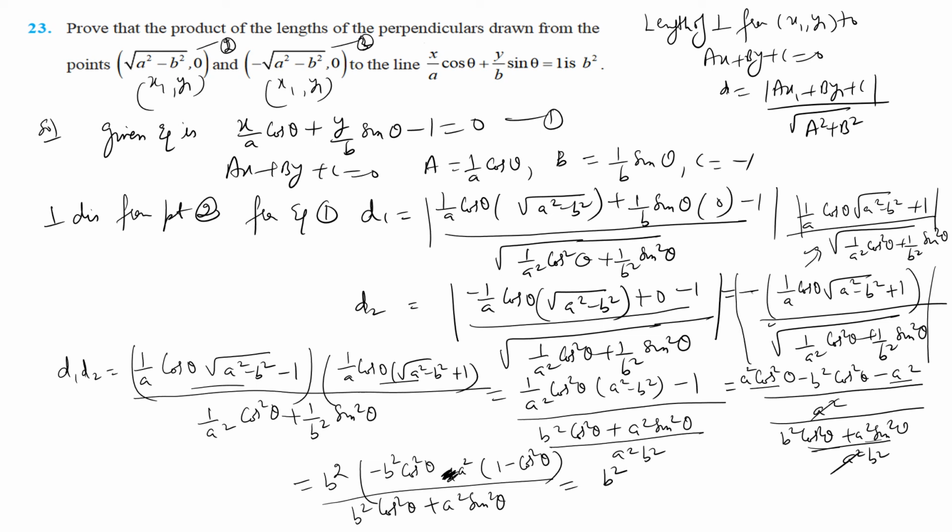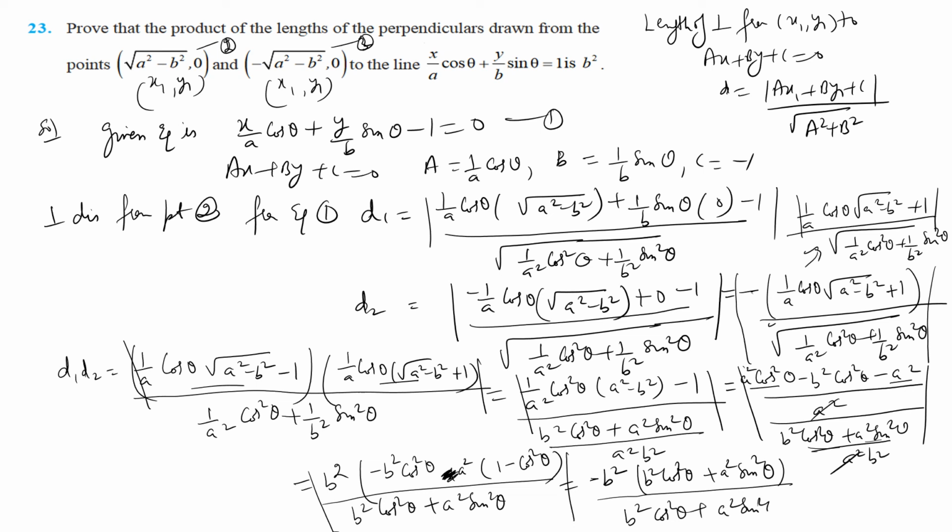Still we are just in the process of magnitude, because we are taking the product of the distances, so the result will be positive. If I take the negative sign common out from here, it will be b square cos square theta, and 1 minus cos square is sin square, plus a square sin square theta. See, b square cos square theta plus a square sin square theta. As we are taking the product of the distances, we are just going to consider the magnitude, so when this minus b square comes, it will come out as b square.